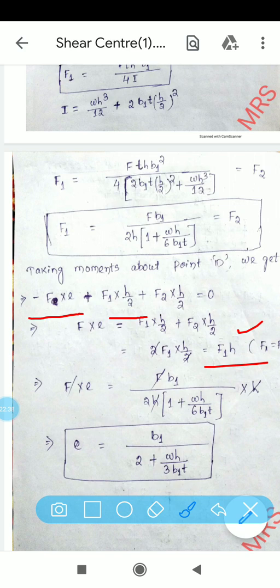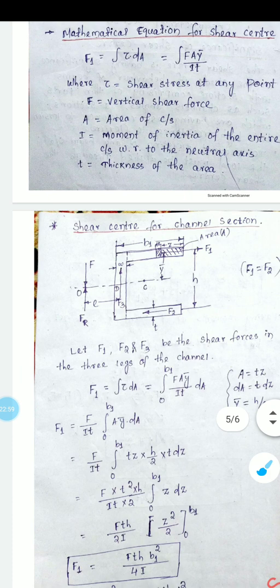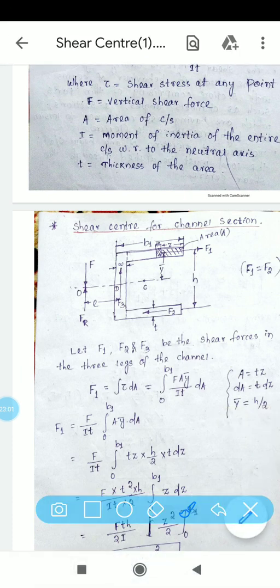So you put the value of F1. This one is your value. So F cancels. Finally you have E is equal to b1 divided by 2 plus w h divided by 3 b1 t. So this one is your shear center. See the figure. I'm showing here E is your shear center. So thank you.